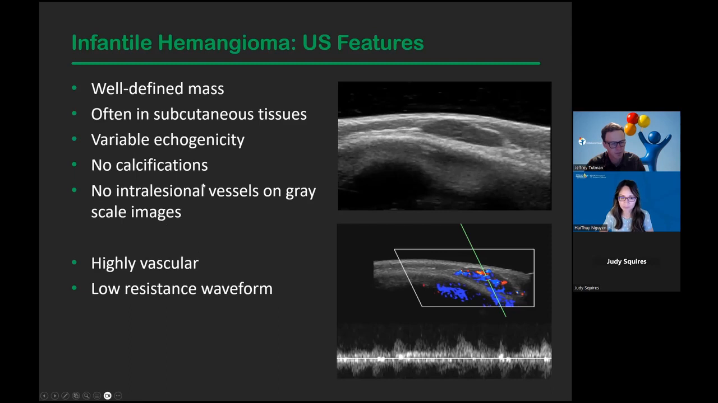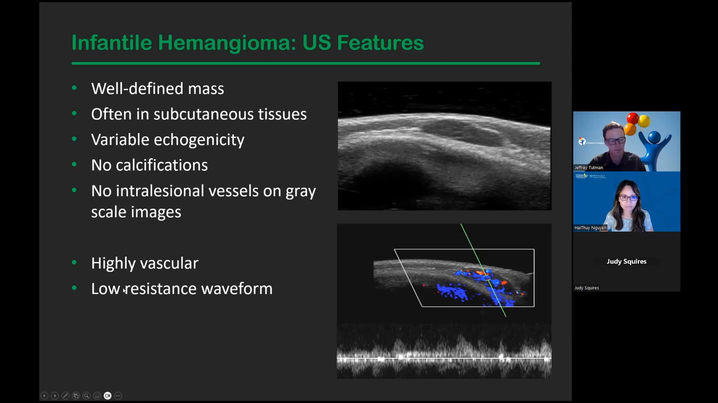There should be no calcifications. And I think this is something important to remember: there should be no intralesional vessels on grayscale images. You shouldn't have the sort of sonographic flow voids by ultrasound. They don't have those. That's associated with other things. They're highly vascular, and usually the vascularity is very well distributed throughout the lesion and has a relatively low resistance waveform. I say the waveform kind of reminds me of the liver.